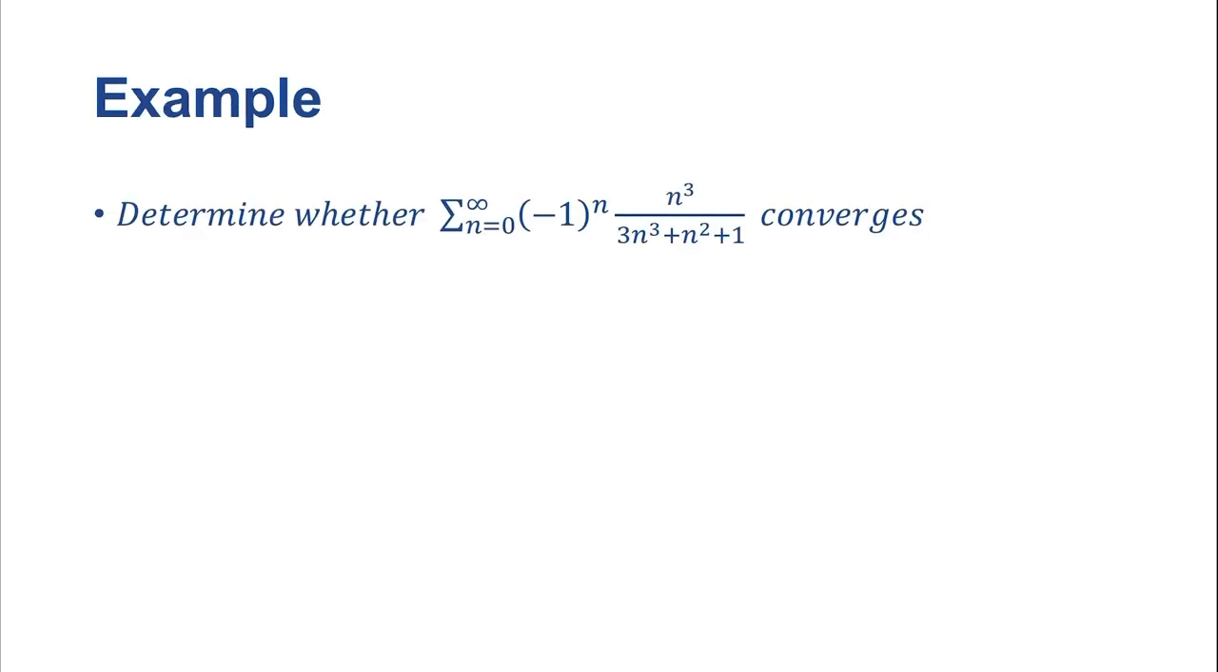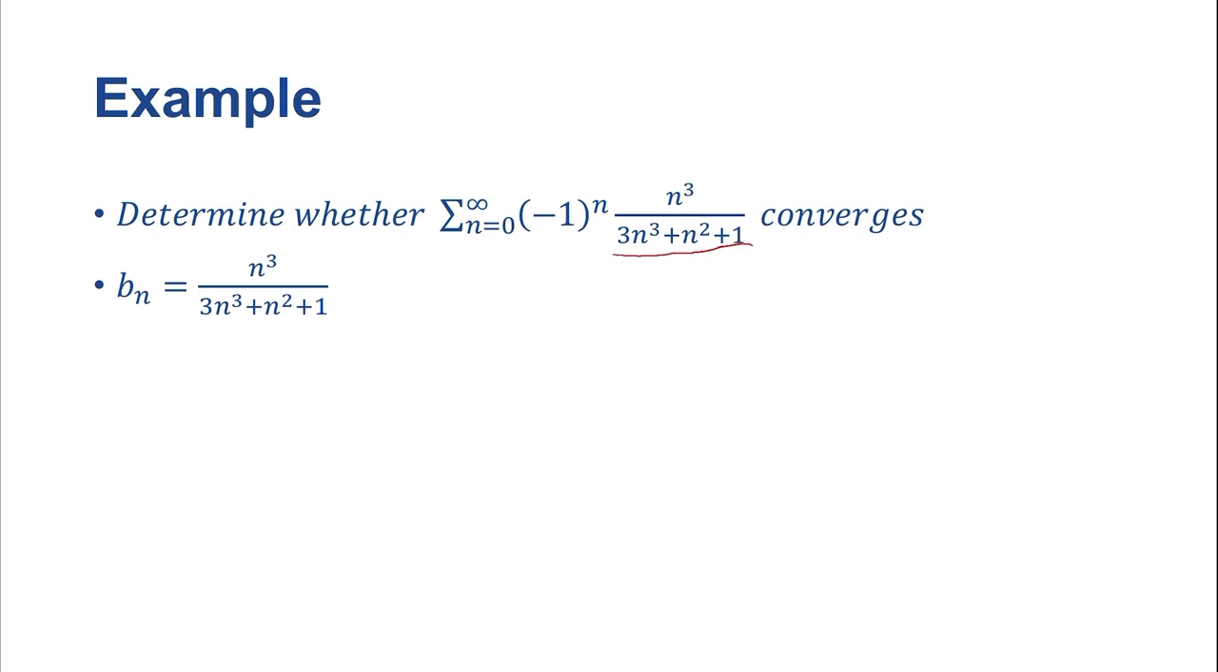Let's do an example to see if we get it. Let's determine whether the sum from n equals 0 to infinity of -1 to the n times n cubed over 3n cubed plus n squared plus 1 converges. First we need to ensure that we have our b sub n, so let's separate it out. Our b sub n is the fraction, b sub n equals n cubed over 3n cubed plus n squared plus 1.